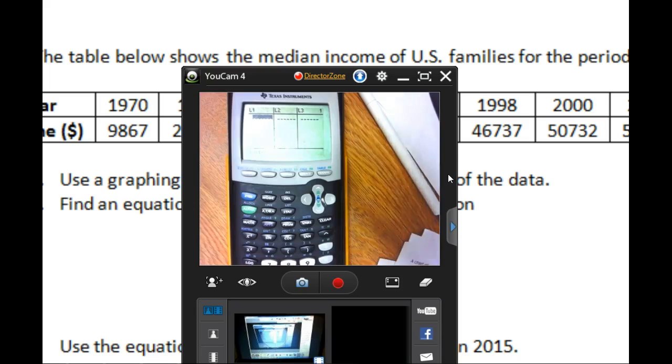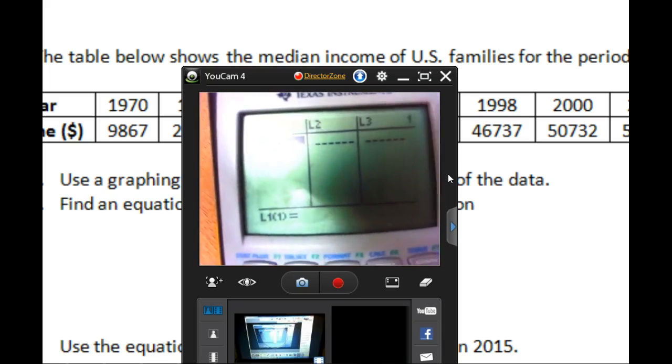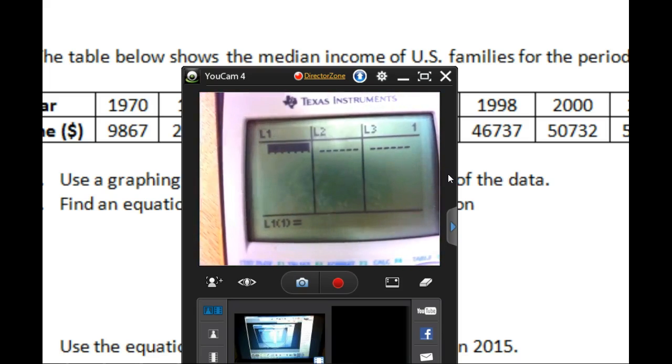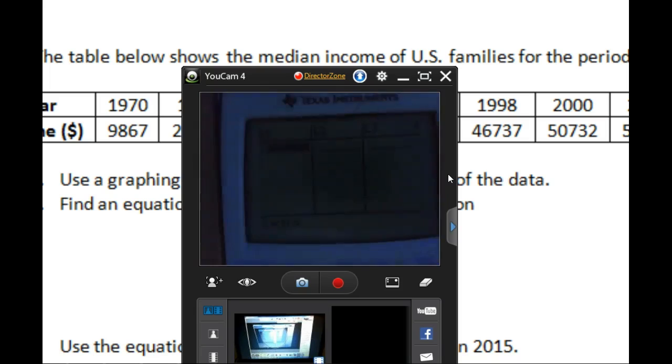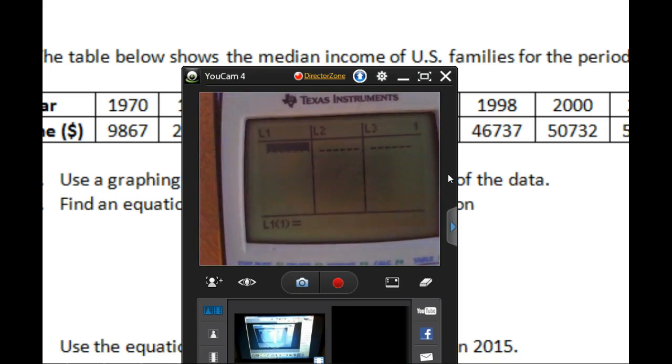Your calculator should look like mine. You should have a blank set of lists. It needs to have L1, L2, and L3. If it does not have L1, L2, L3, or you cannot figure out how to empty your list, you need to speak up now.